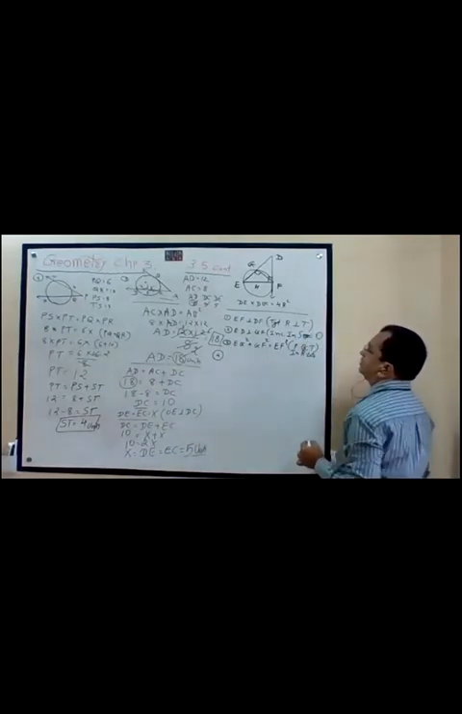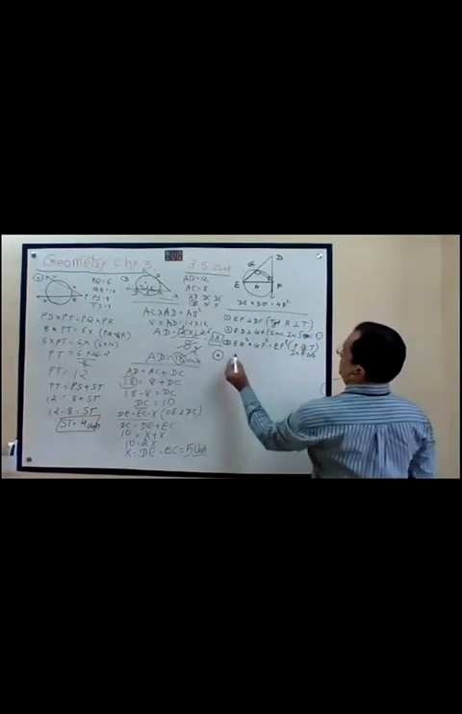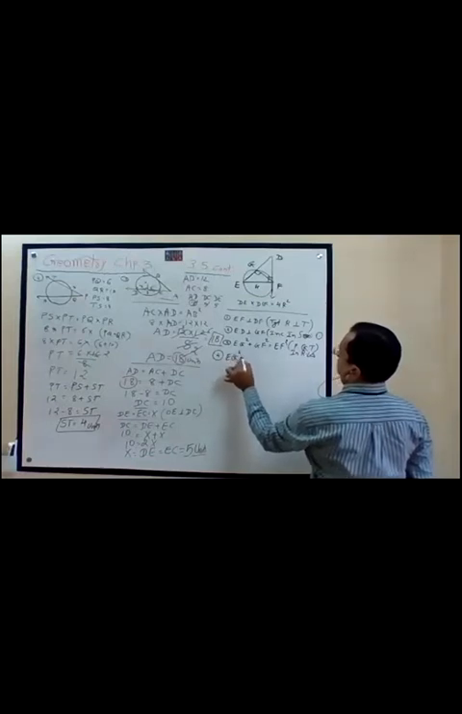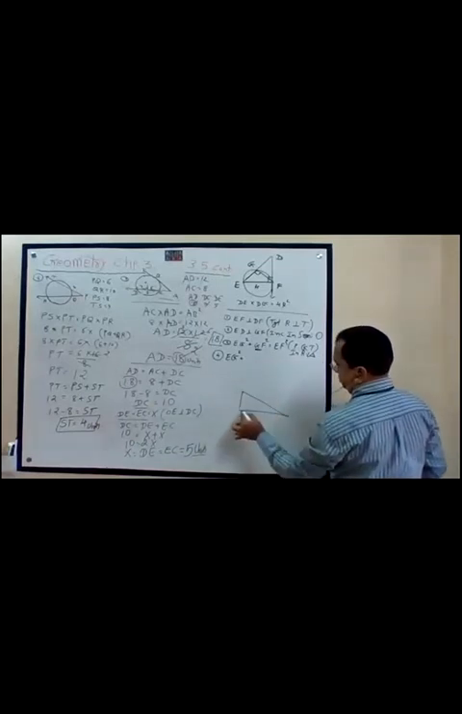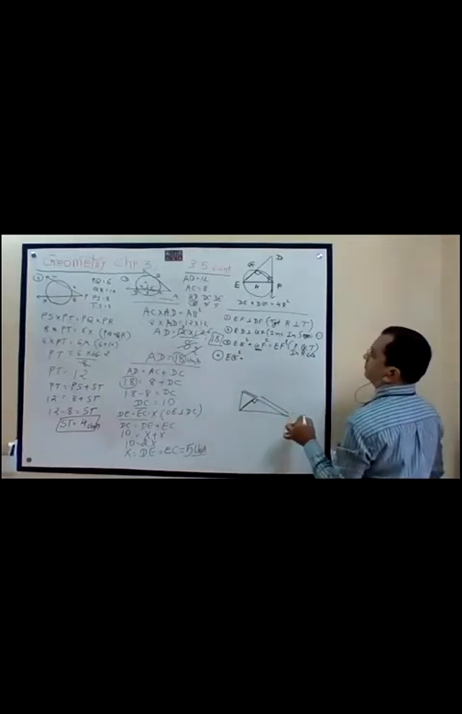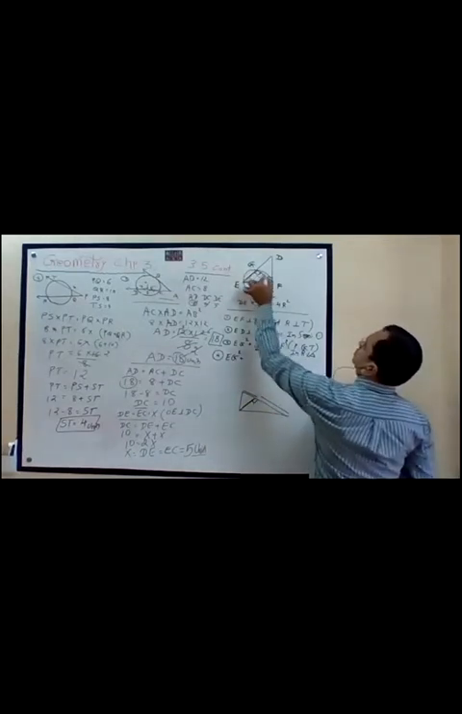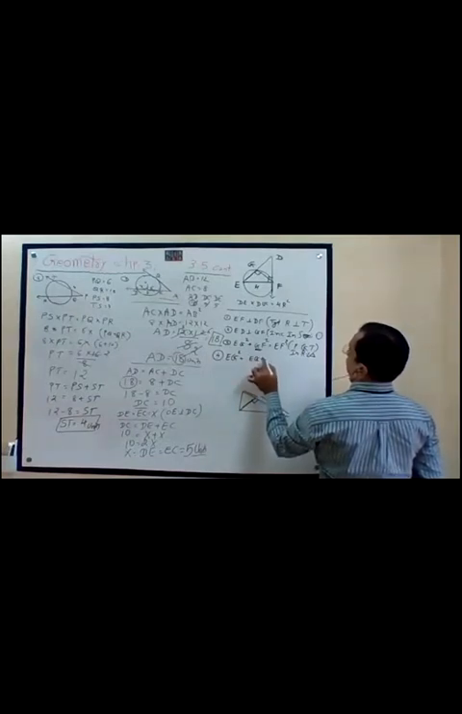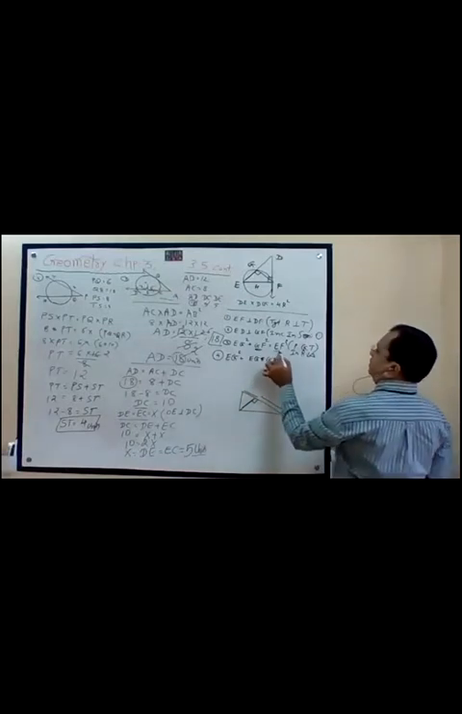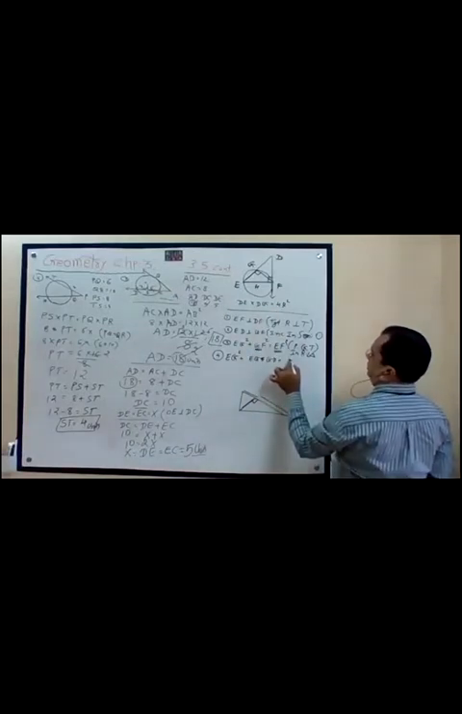Fourth, EG will be EG only. You have learned that this square is equal to this into this. So GF square is equal to EG into GD. And this is a diameter. Diameter means 2 radii.